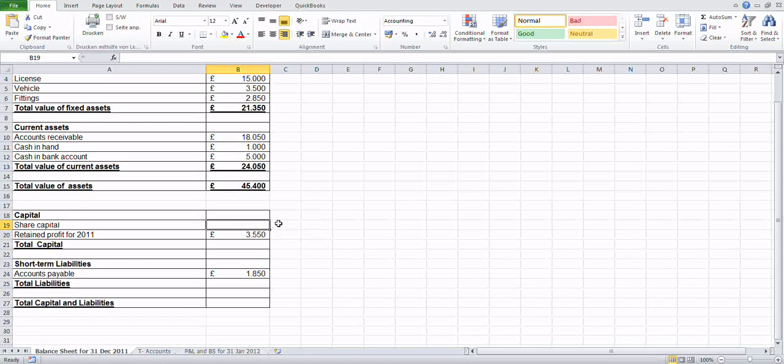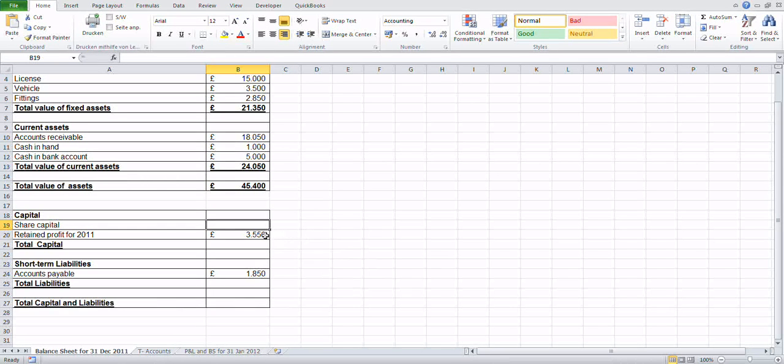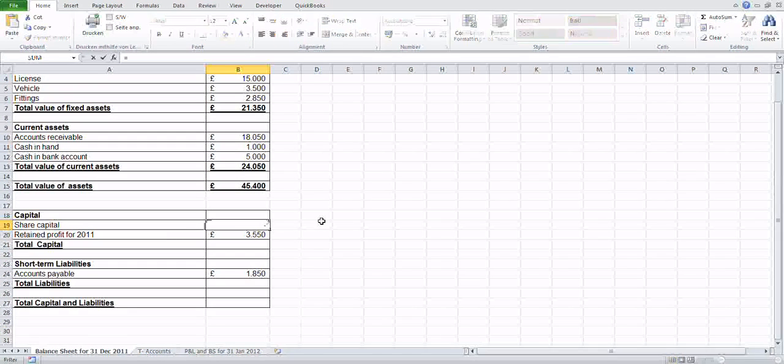Therefore, we can argue that, especially since we have no other positions in here and just the share capital is missing, the share capital must be the difference between the total value of assets, which is equal to the total value of capital and liabilities, minus the retained profit for 2011 minus accounts payable. So let's just apply that.